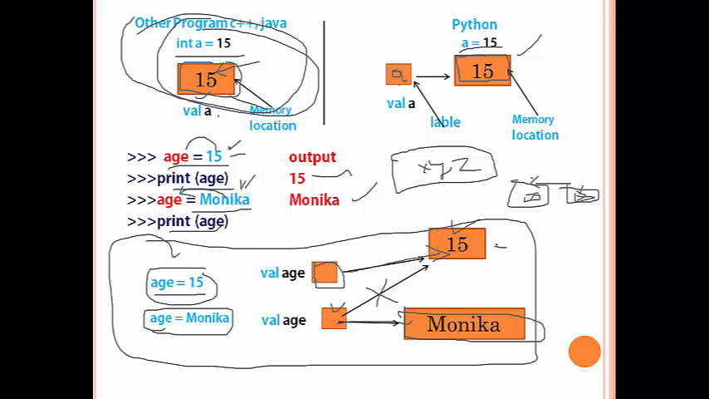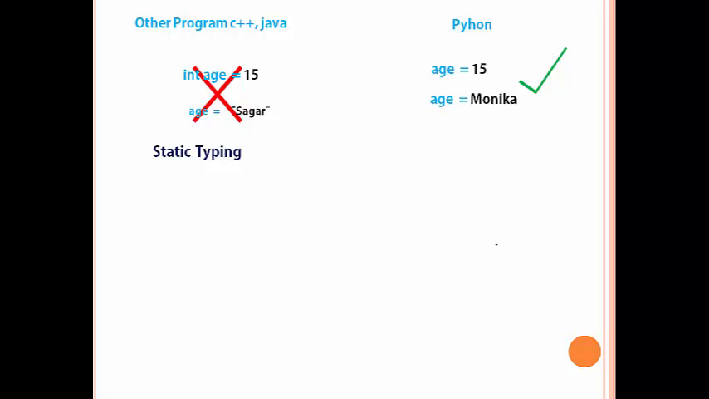Now some more examples. In other programs, int age = 15 and then age = Sagar: one time you assign an integer to age, next time you assign Sagar, so it's not possible, it is wrong. But in Python, age = 15 and then age = Monica is possible. This one we call static typing and this one we call dynamic typing.